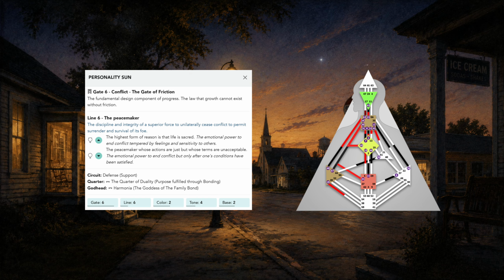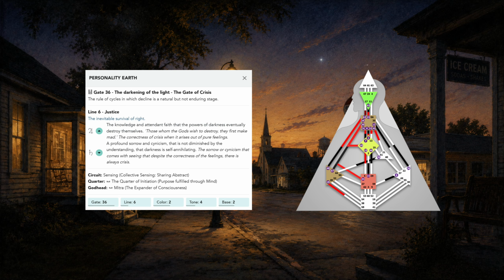His fiction is full of this: marriages under pressure, friendships tested past their limits, the excruciating intimacy of people trapped together in small spaces with something terrible happening. He writes about emotional friction with the accuracy of someone who has spent a lifetime feeling it from every direction without generating it himself. Gate 36, the gate of crisis, also sits in his open solar plexus.